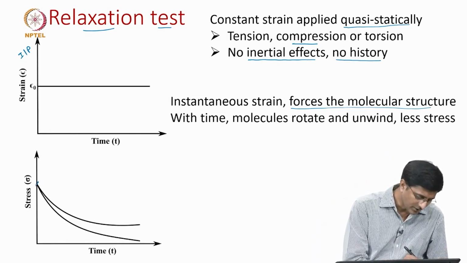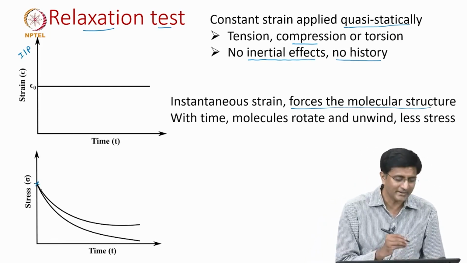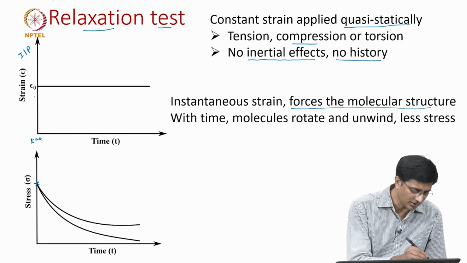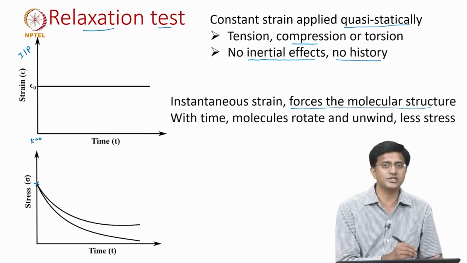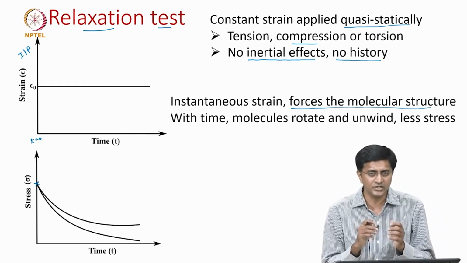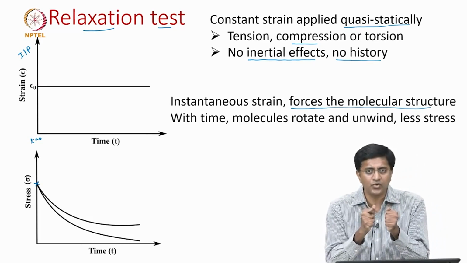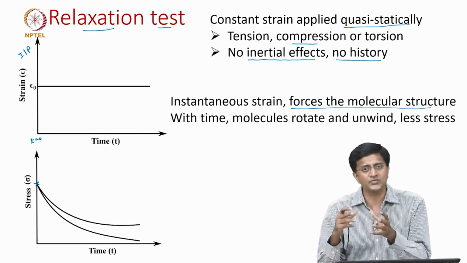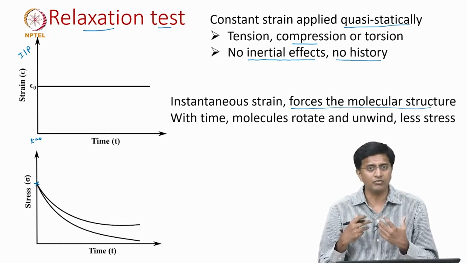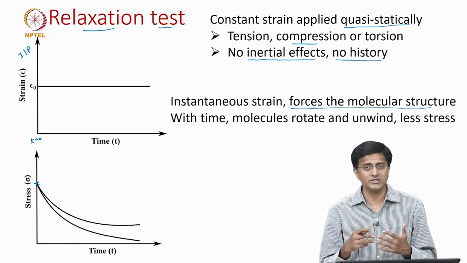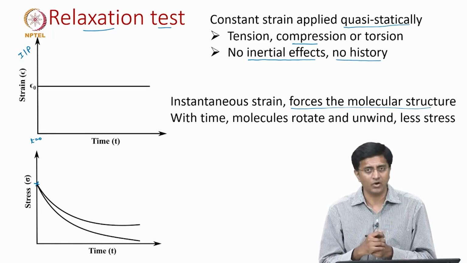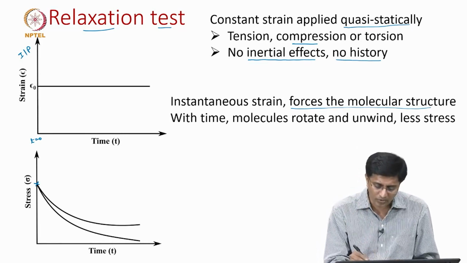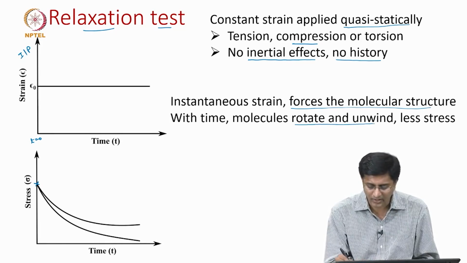So, we were discussing here that at time t equal to 0, where we applied an instantaneous strain, there is an instantaneous stress developed. The reason for this instantaneous stress development is because we are forcing these molecules to take the new shape, and then there is resistance for this movement. But then we are interested in what happens if we wait for a long time. If we wait for a long time, these molecules rotate and unwind.